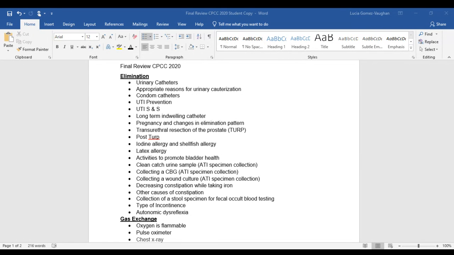UTI signs and symptoms. The patient can have an elevated white blood count. The urine is going to have a pungent odor. You can see sediment in the urine. Confusion or altered mental status can be a sign of a UTI, especially in the elderly. Change in urinary pattern could indicate a UTI. Somebody might have urinary frequency and they may not be able to completely empty their bladder. Cloudy or dark urine is also a sign of a UTI.